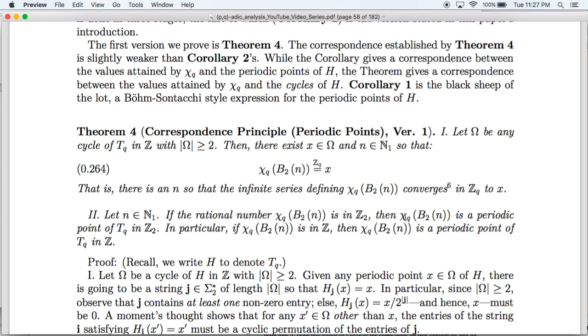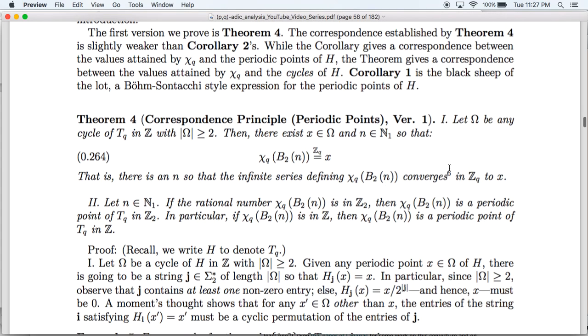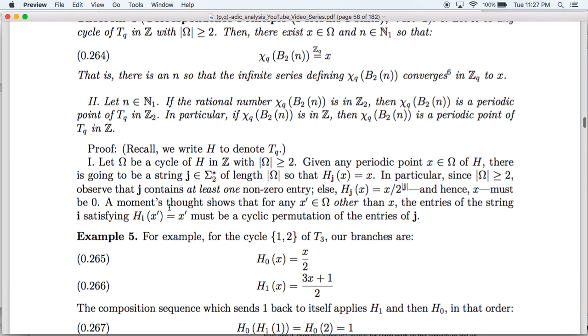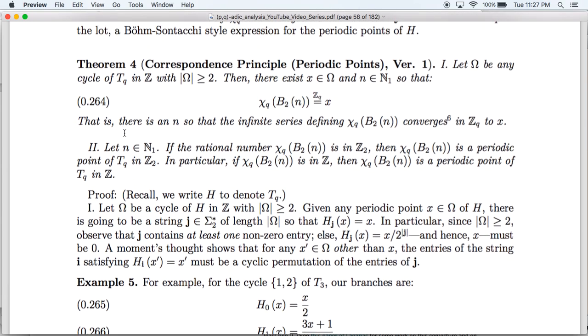Part 1. Let big omega be any cycle of T_q in Z that contains at least 2 elements. Then there is an x in omega and an integer n greater than or equal to 1, so that chi-q of b2 of n is equal to x. That is, there is an n such that the infinite series, the limit, defining chi-q of b2 of n converges in Z_q to x. And this series is obtained by evaluating chi-q of this number using our closed form formula, and then taking the limit q-adically as m goes to infinity. Part 2. Let n be a positive integer.